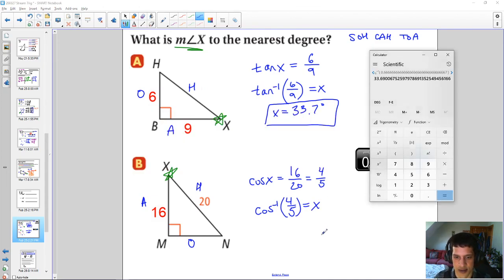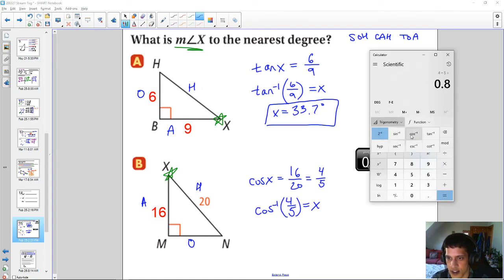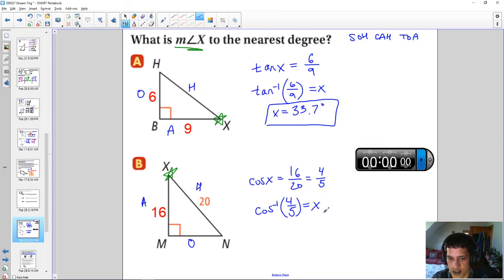Plug that into the calculator, we get 4 divided by 5, second cosine, we get 36.9 degrees. Awesome. There we go, everybody. I hope that was helpful in how we understand how to find missing angles. I'm just going to go ahead and write those angles in over here. 33.7 degrees. This one's 36.9. You don't have to write it in there, but I like to do that just because it's there now.